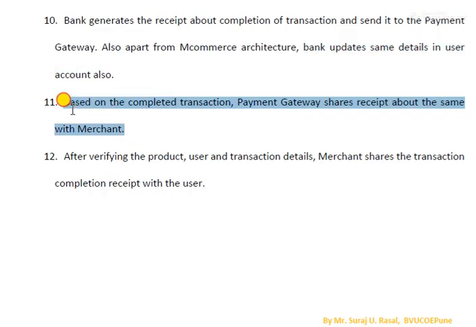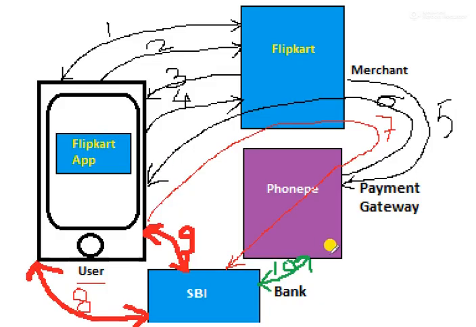Now the 11th one is, based on the completed transaction, the payment gateway shares the receipt with the merchant. So when this transaction is completed, the payment gateway will deliver the same information to the merchant. See here, I'm sorry that I have drawn two-sided arrows here by mistake. Only a one-sided arrow will come here. Okay, my mistake.